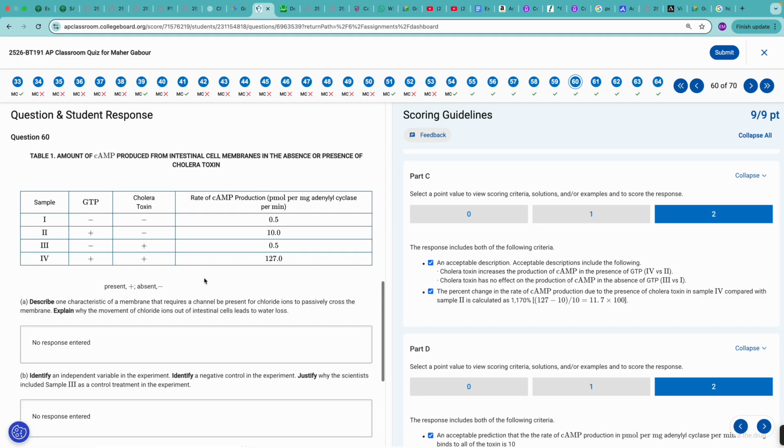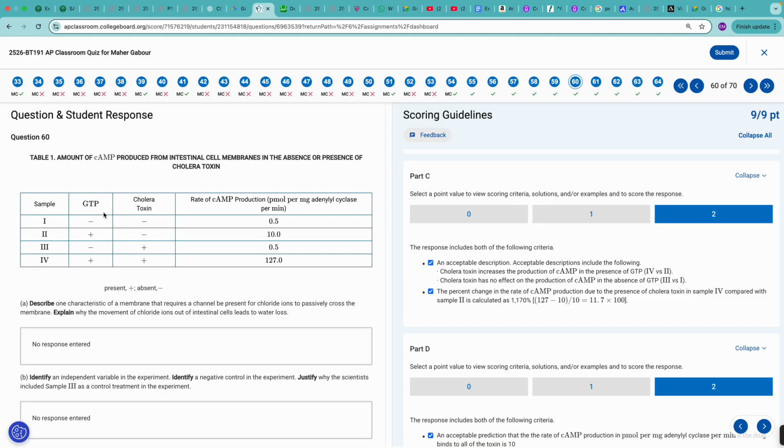Okay, so let's go one by one. If you look here between samples 2 and 4, we're going to compare when GTP is the same, because they want the effect of cholera toxin, they don't want the effect of GTP. So we're going to take samples I and III, and samples II and IV. In I and III you have no GTP, in II and IV you do have GTP. That's why we're going to take those two and compare them.